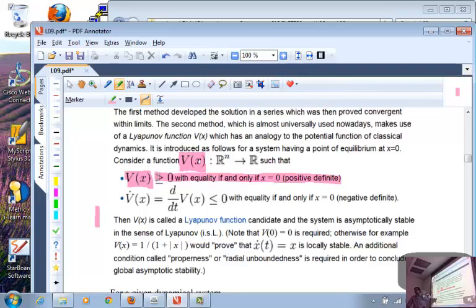Okay, what does that mean? It's a kind of a quadratic function, okay, with a parabolic in the simplest case you can think of. And if the v dot, that is d dt of v of x, is less than 0, again with equality only if and only if x equal to 0. So v must be positive definite, v dot must be negative definite. Then v of x is called a Lyapunov function candidate, and the system is asymptotically stable in the sense of Lyapunov.